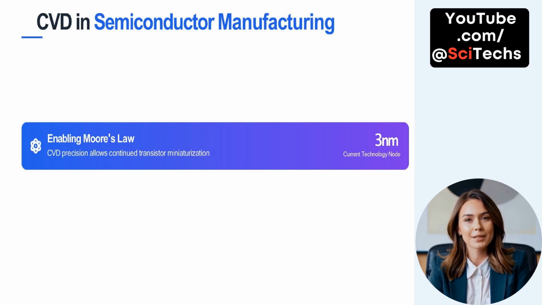This ability to deposit high-quality films at the nanoscale supports the continued miniaturization of transistors, a foundational requirement for today's advanced logic and NAND devices. At the forefront of this progress is the current 3-nanometer technology node, where CVD is indispensable for building tiny, densely packed features. Without CVD's precision and scalability, pushing the limits of transistor density and efficiency would not be possible, making it a key enabler of technological evolution in the semiconductor industry.